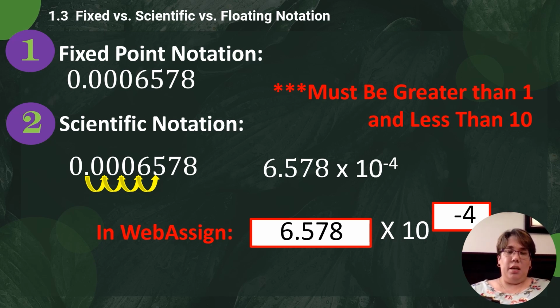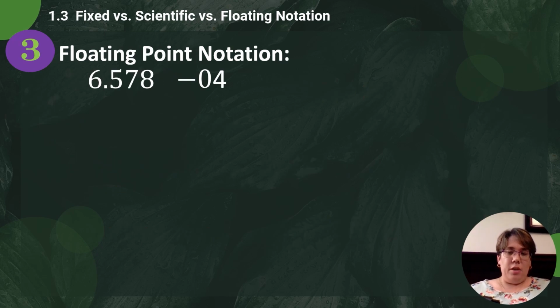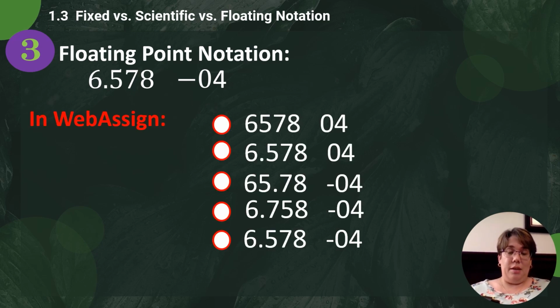Then let's look at how to put that in floating point notation. Let's see what that's going to look like. In floating point notation, you have 6.578, and then you have this minus 04. So again, this always seems like it's a little weird because it looks like you want to just subtract 4. But again, that's calculator notation, okay? So a lot of times in WebAssign, this will come out as a multiple choice question. So you just want to match it up with the correct one. And so you have to be really careful because notice these last two are very, very similar. They just have some numbers transposed here. So just be really careful whenever you're picking those choices.